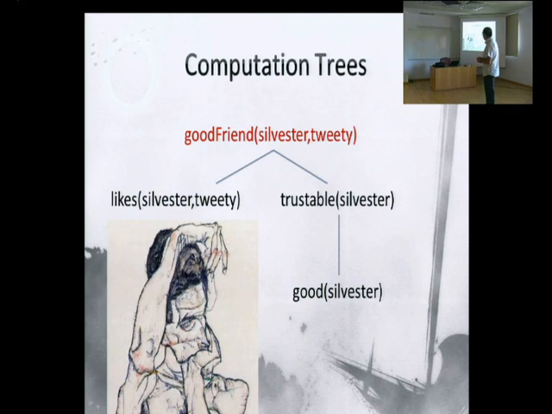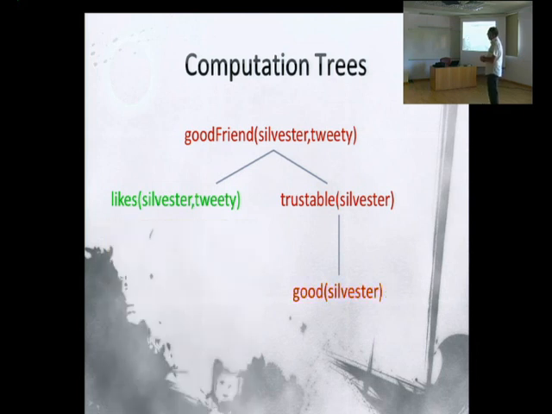Therefore, we ask questions to the poor user who's here thinking, and we ask, is it true that Sylvester likes Tweety? In a strange way, but yes, so this is valid. We represent this in green. Is it true that Sylvester is trustable? He is not. And is it true that Sylvester is good? And he is not. So now we have all the three with colors. Green means valid, red means non-valid.